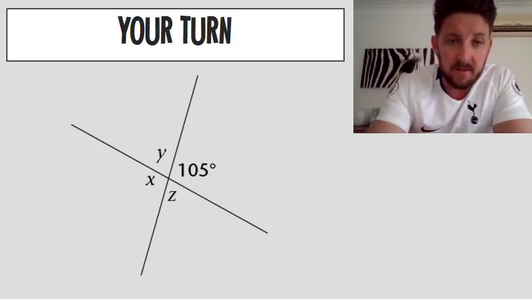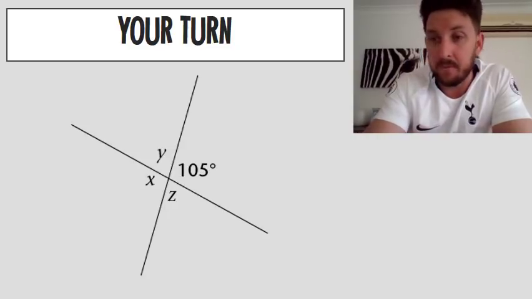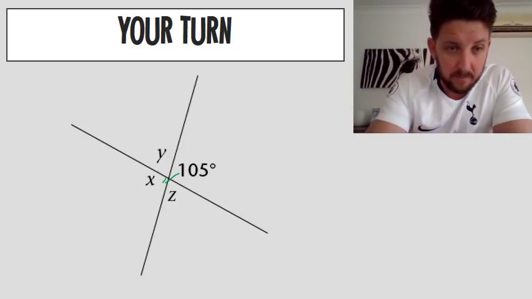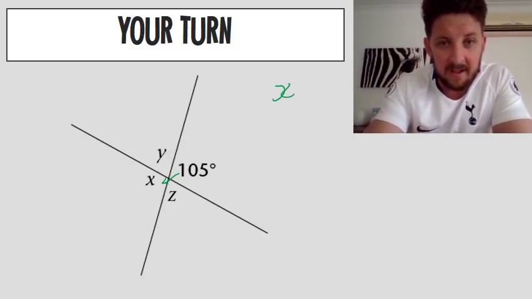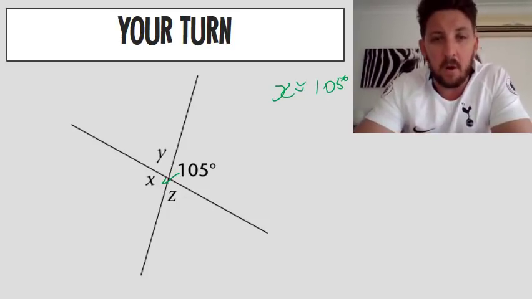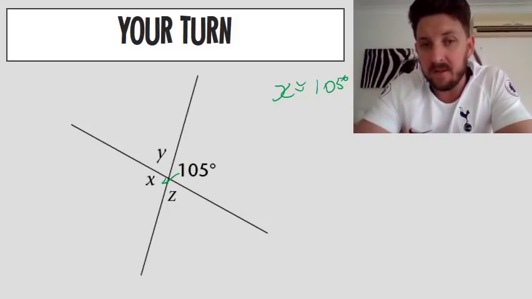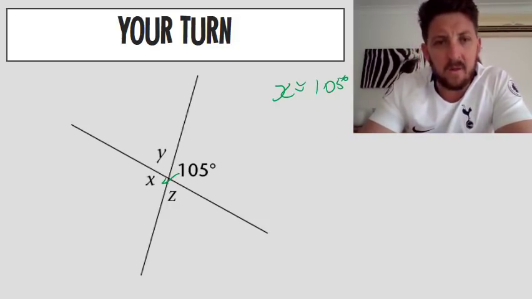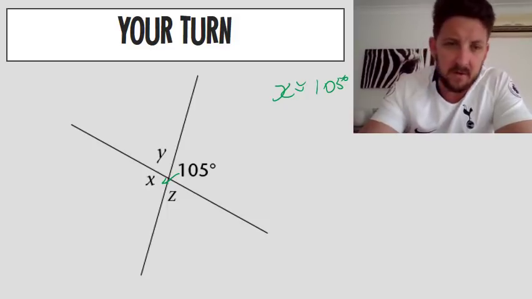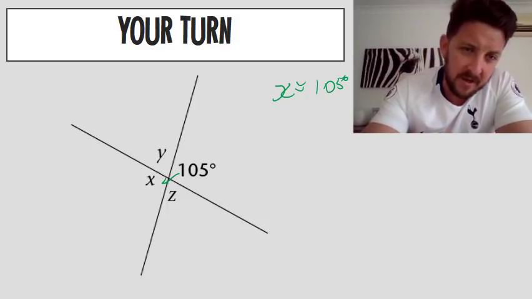Okay, let's see how we go. Now the first thing I'm going to look at, I'm going to use my vertically opposite angles. And I'm going to go, boom, straight across. I know that X has to be 105 degrees because it's vertically opposite. Now I know that Y and Z are both going to be the same, but how am I going to find out either Y or Z? Well, the first thing I'm going to do is look at it. Do I have a straight line? Yes, I do. I have a straight line here.